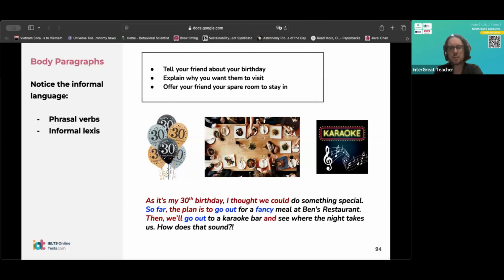You will also see some of the phrasal verbs again. This is starting to become a theme. So we've got "go out". And another point here is "see where the night takes us". So that is an idiom. And usually you might use idioms when talking in informal situations.